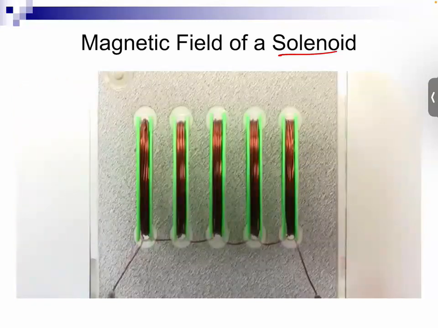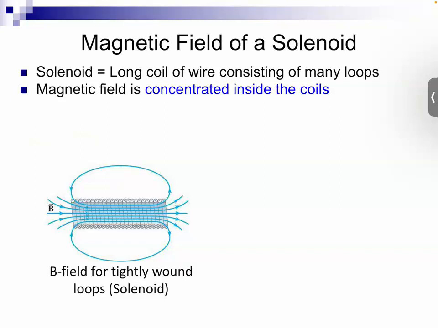So if we draw the magnetic field lines of the solenoid, this is the solenoid cross section. So each circle here is the wire loop, and you sort of cut through it. So you're looking at the cross section of each of the wires making up the solenoid there. And notice how the magnetic field is concentrated inside the coils of the solenoid.